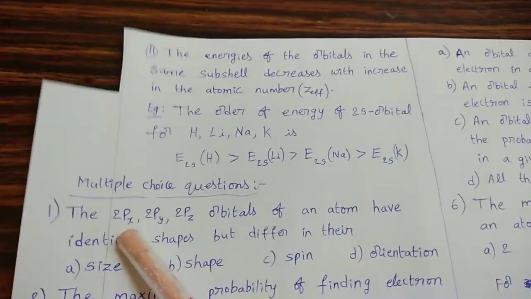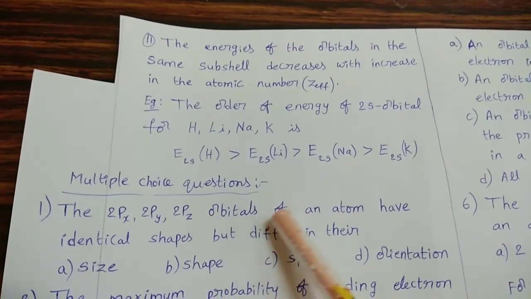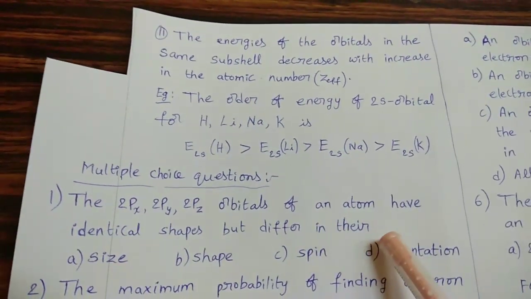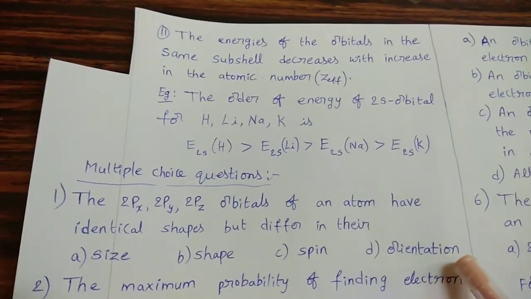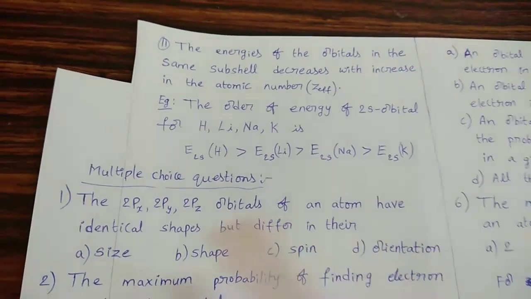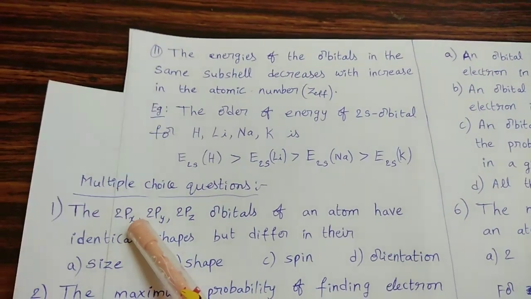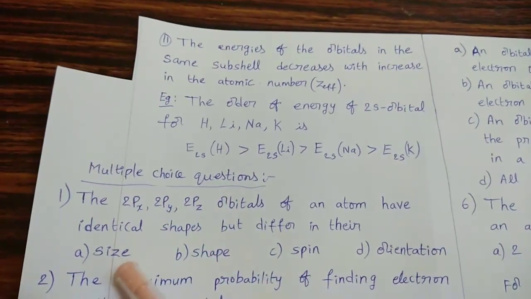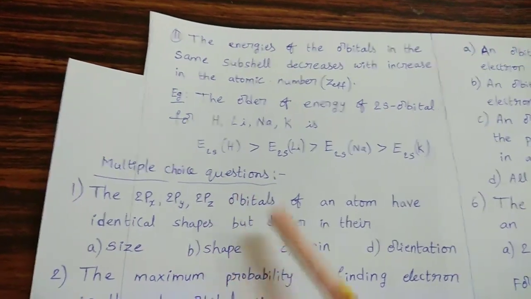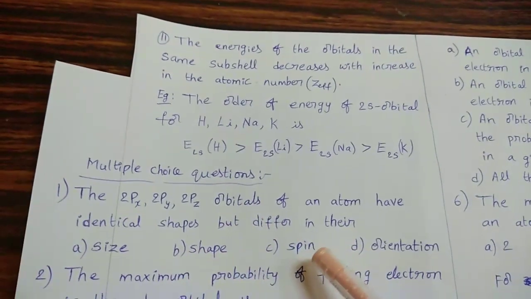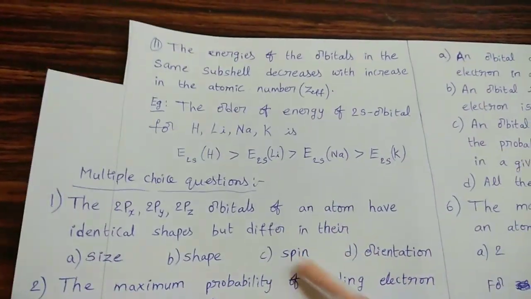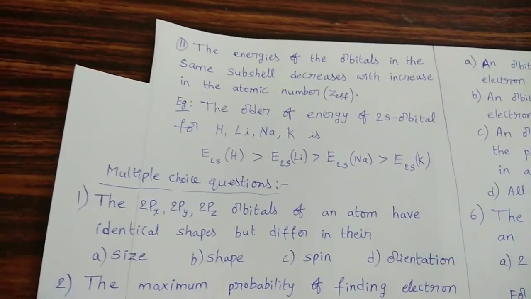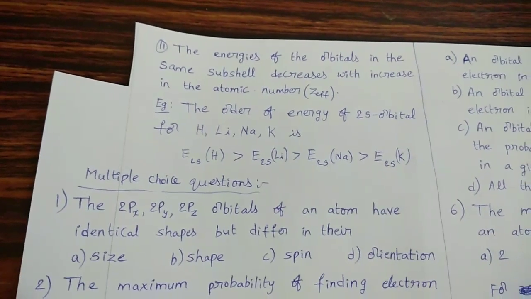First one. The 2px, 2py, 2pz orbitals of an atom have identical shapes but differ in their orientation. Orientation means arrangement, direction. 2px orbital is present along x-axis, 2py along y-axis, 2pz along z-axis. Their size is the same, shape is the same, spin may be the same or different. But here orientation is definitely different. Orientation means direction, in which direction those are arranged.